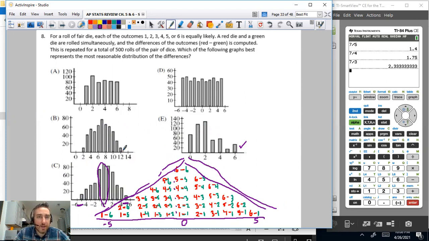And here, you can't get a difference of 12. That's the sum. This is the sum, and this is the difference. So it's going to be C. All right, you see that? Visualize your sample space, and then see if that simulation matches it.